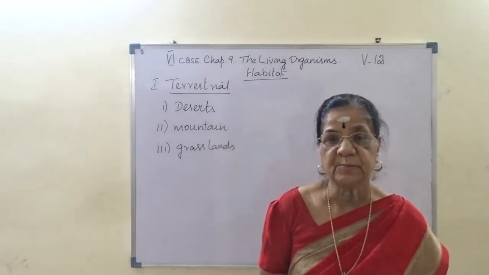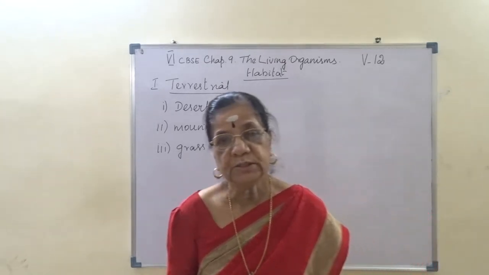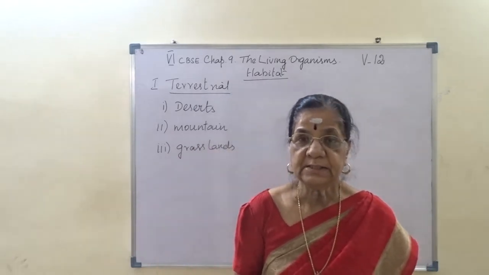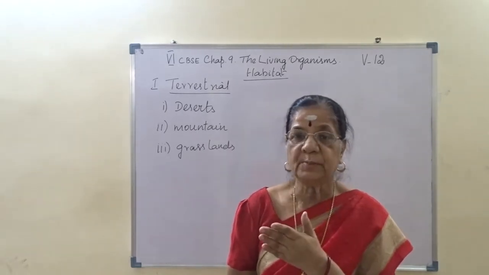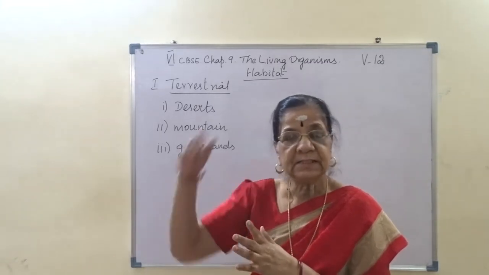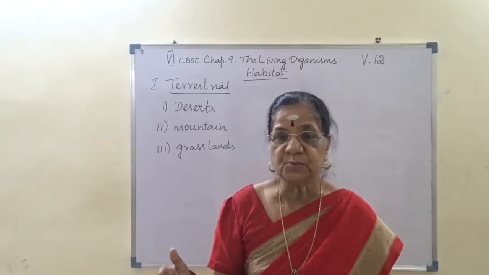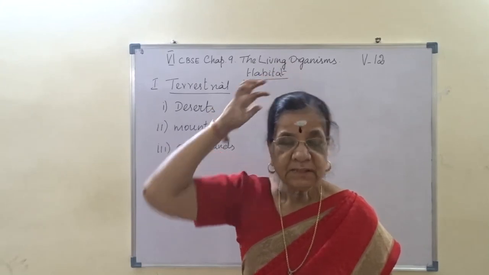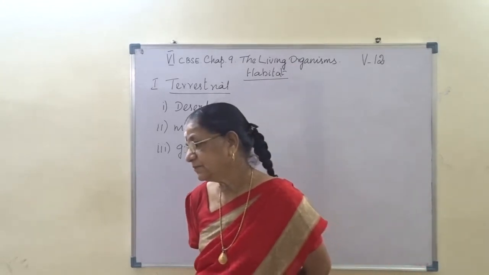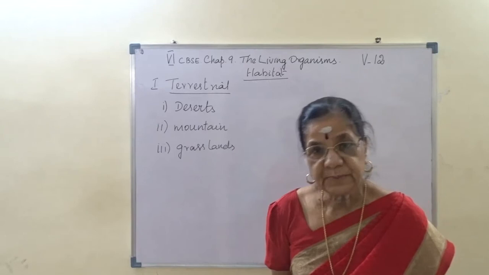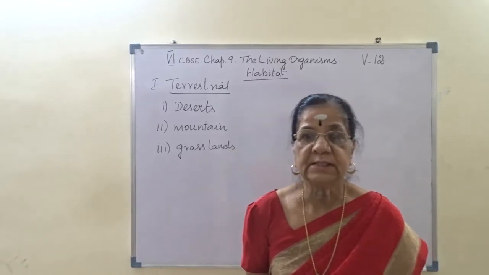And under freshwater habitat again we have lentic habitat and lotic habitat. What does it mean? Lotic is running water, like a river, whereas lentic habitat is standing, stagnant water, like pond, pool, lake, where the water stays in one place. They are all standing water habitat. And under that, we have learned, and we will revise, the adaptations of animals living in freshwater and marine water habitat.